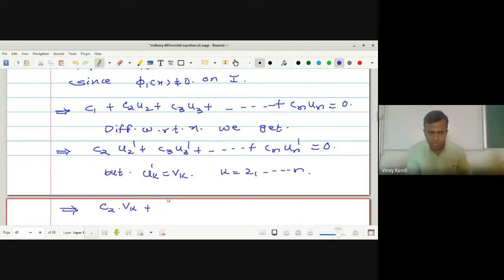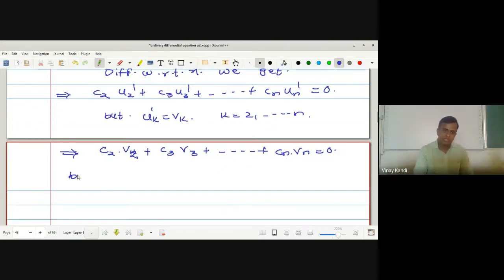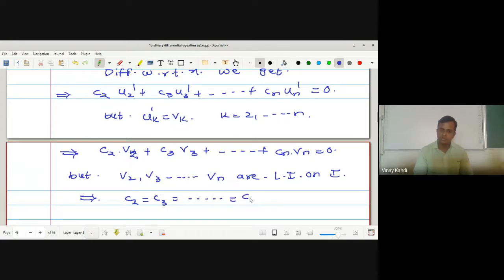v2 and v2, c3 into v3 plus up to so on, cn into vn, which is equal to 0. But we know that in the given statement v2, v3 up to so on vn are linearly independent on I. It implies c2 is equal to c3 is equal to up to so on, which is equal to cn, which is equal to 0. Hence, from equation star.